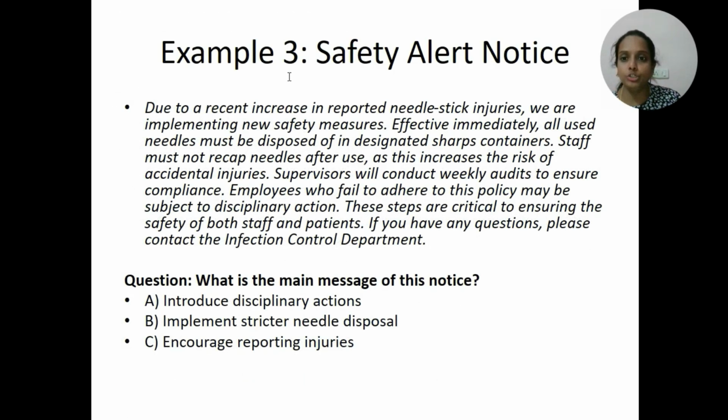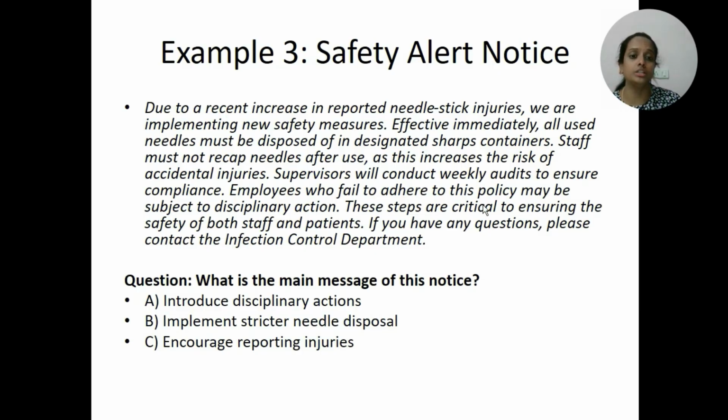Attention all staff. Due to recent increase in reported needle stick injuries, we are implementing new safety measures effective immediately. All used needles must be disposed of in designated sharps containers. Staff must not recap needles after use, as this increases the risk of accidental injuries. Supervisors will conduct weekly audits to ensure compliance.